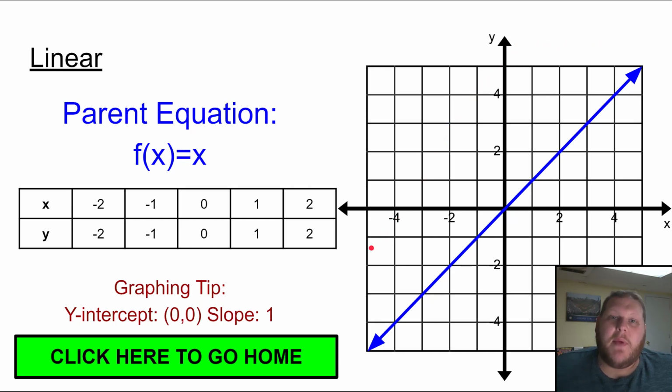So for this one, again, my parent graph version of a line, the y-intercept happens at 0, 0. It's at the origin, and the slope is just +1. So from 0, 0, you can just go up 1 over 1, up 1 over 1, and then connect those dots to graph it.